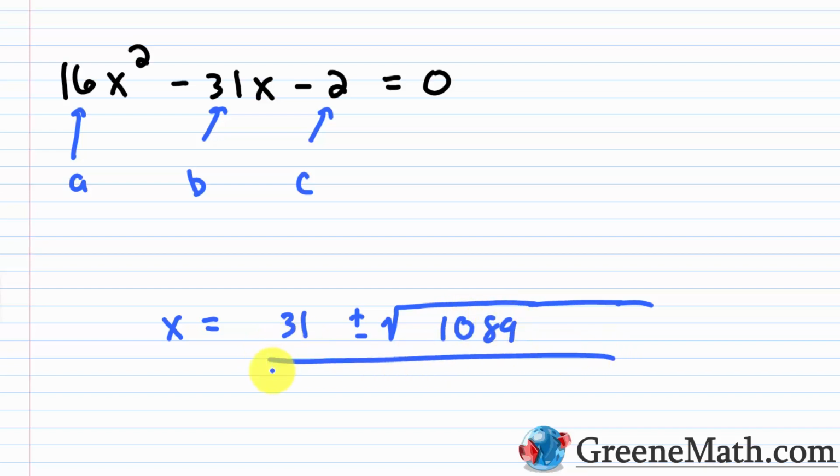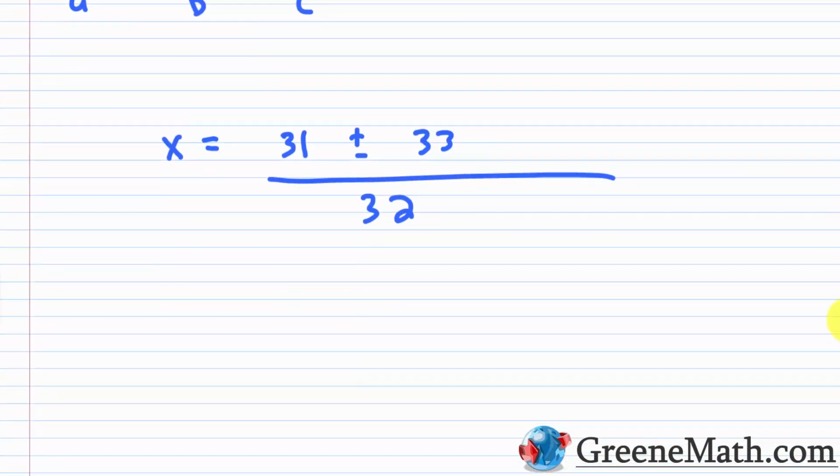Then this is over 2 times A. A is 16, so this is 2 times 16, which is 32. Now the square root of 1,089 is 33. Okay? So this gives me two solutions. We've got that x is equal to 31 plus 33 is 64, and 64 over 32 is 2. The other solution is 31 minus 33, which is negative 2 over 32. Each is divisible by 2 there. This would be a 1, and this would be a 16.